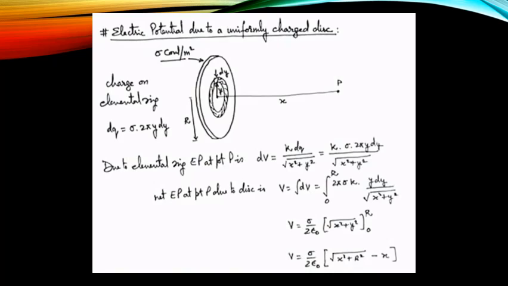On integrating, we get V equal to sigma by 2 epsilon 0 multiplied by under root x square plus y square. The limit is 0 to r. On substituting the limit, we get V equal to sigma by 2 epsilon 0 multiplied by under root x square plus r square minus x, and that is the final solution to this question.